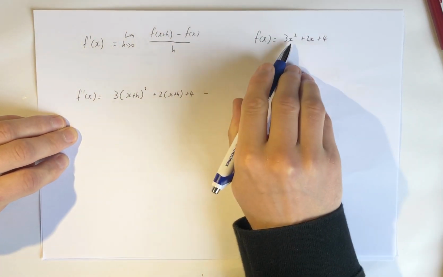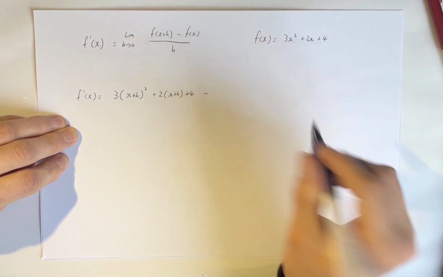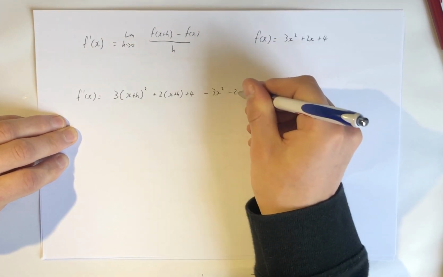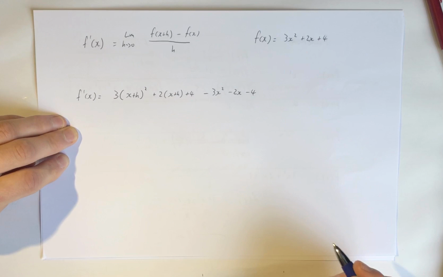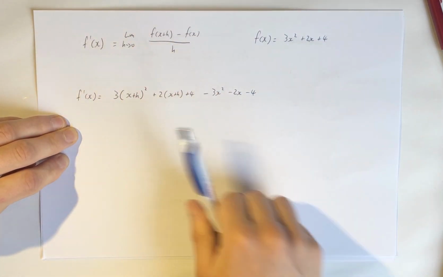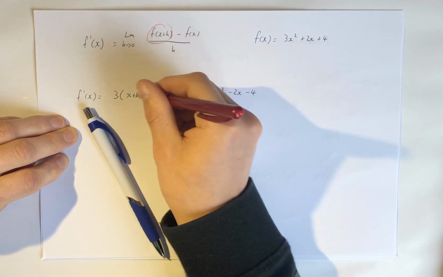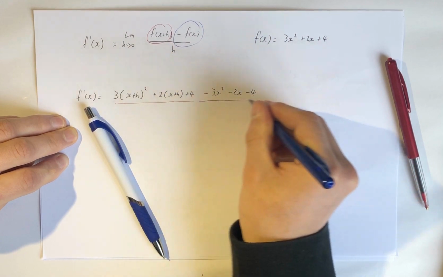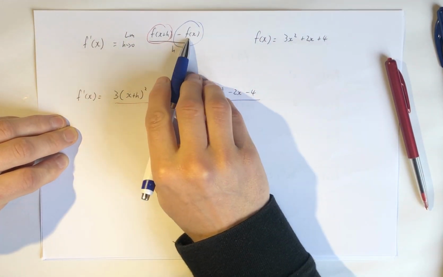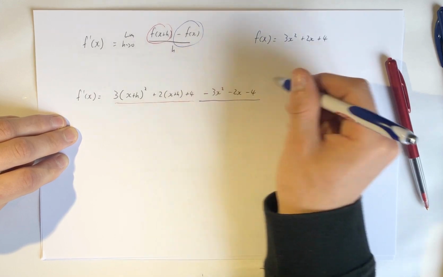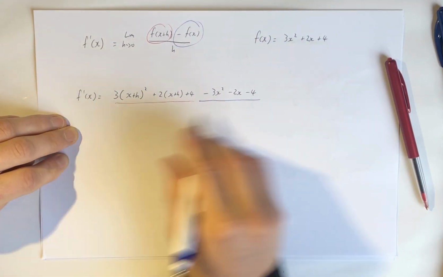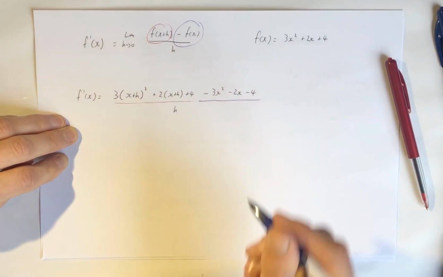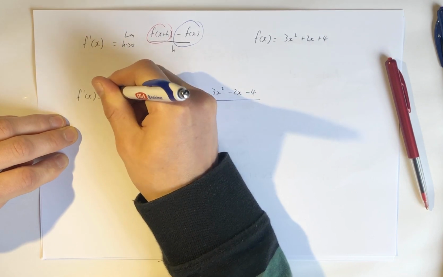Now let's take away f of x. So take away the original function pretty much. So take away 3x squared, take away 2x, and take away 4. That is the entire top part done now. So this part here is this bit, and this part here is this bit. So you'll notice I'm doing the take away in one step. I could bracket that off and have the whole thing with addition, but I just try to save myself a step and some room. And this is all over h. And I need to remember I'm taking a limit as h goes to 0.